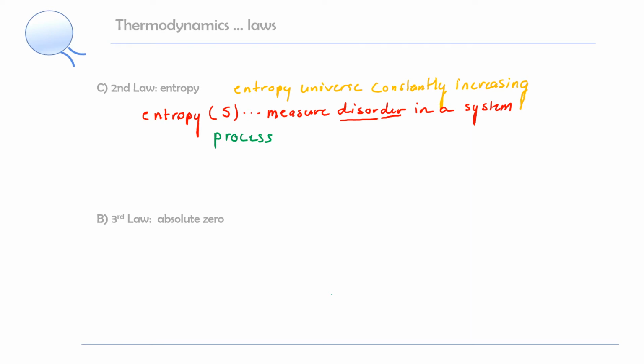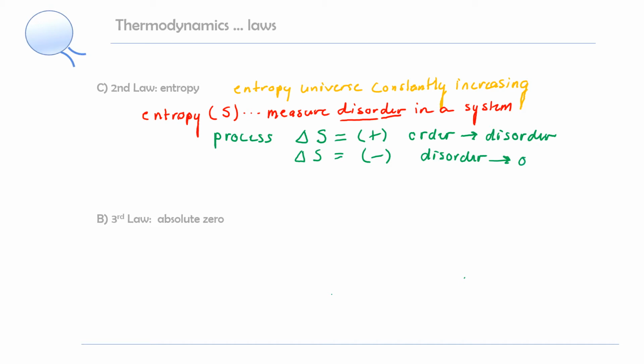And so for a process like a chemical reaction or a phase change, the change in entropy is going to be positive if we go from a state of greater order to greater disorder. The entropy change is going to be negative if we go from a state of disorder relative to a state of greater order. We'll go through specific examples of chemical processes that are going to have either a positive or a negative change in entropy, but that's the important thing to remember about it.